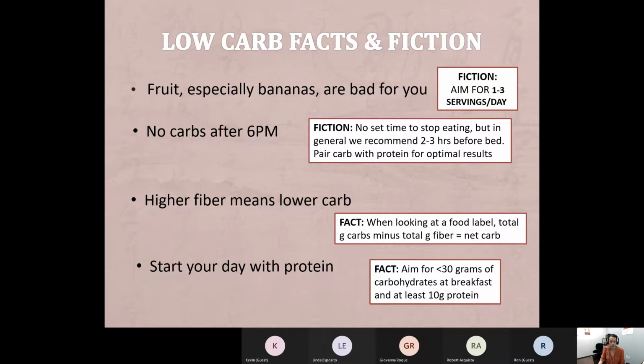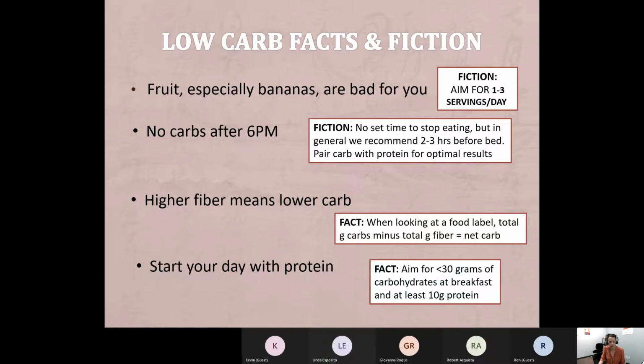Fact. When you're looking at a nutritional label, if you're looking at the total grams of carbs, you can subtract the total amount of fiber to get the net carbs. So the higher the fiber, the fewer carbs our body actually absorbs, because we don't digest fiber. It just passes through us.